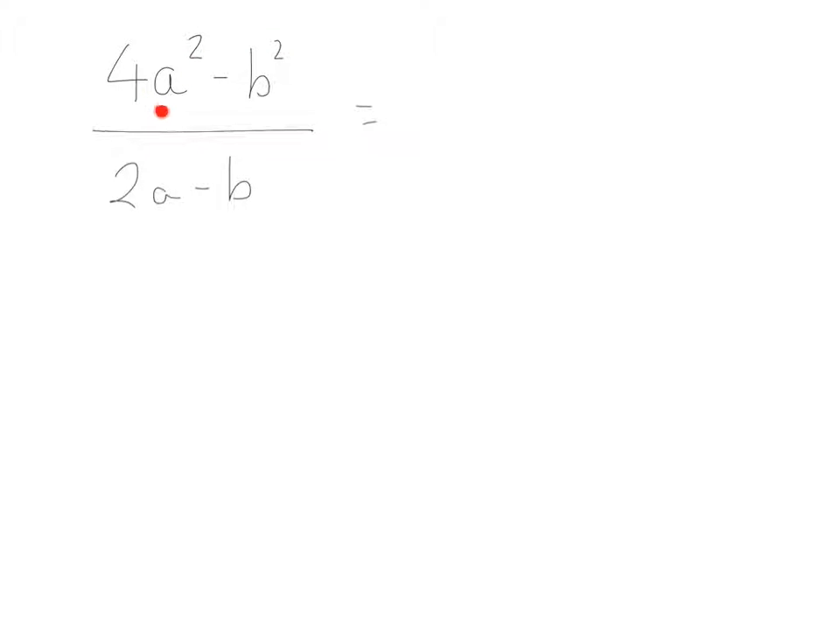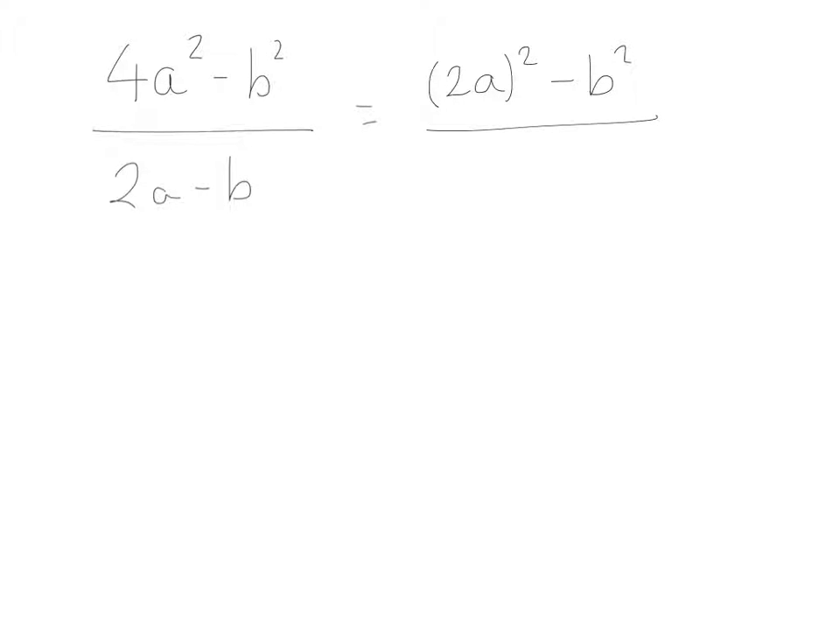Okay, because only the a is being squared here. I need something to be all squared. So I can rewrite 4a squared to give me something all squared. So what times by itself is going to give me 4a squared? That is going to be 2a all squared. And then that's going to be take away b squared.